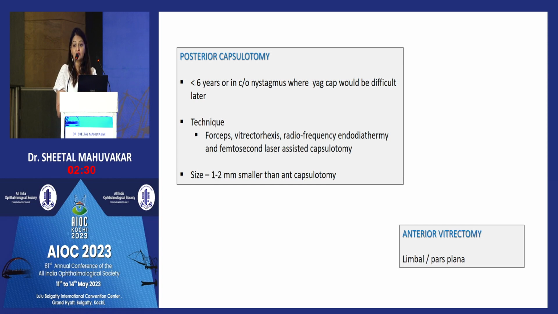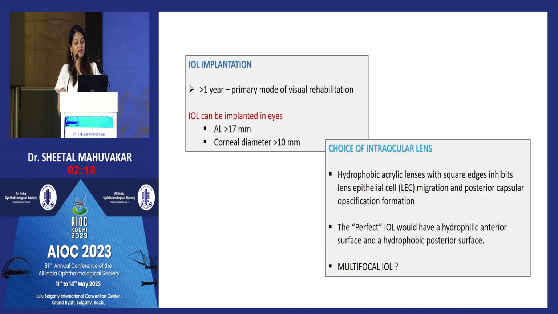The anterior vitrectomy again is very important, because even if you do PCC and there is no vitreous loss, the anterior vitreous face is going to be intact, and that acts like a scaffold for the PCO to form. So you need to do a thorough anterior vitrectomy whenever you are doing a PCC.